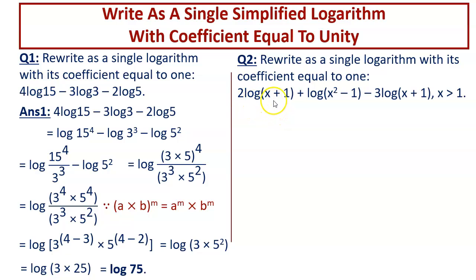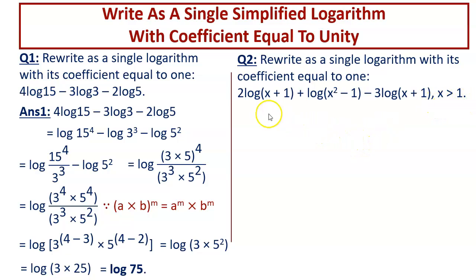2 times log of x plus 1 plus log of x squared minus 1, this is having a coefficient of 1, minus 3 times log of x plus 1, and x is greater than 1. This has to be satisfied. X is a variable, but x cannot have any number equal to 1 or less than 1, because if it is equal to 1, this will be 1 minus 1 equal to 0, and you cannot have a 0 as the argument of a log function. So this should be maintained, this should be satisfied, that x cannot have a value equal to 1 or less than 1. X should be greater than 1.